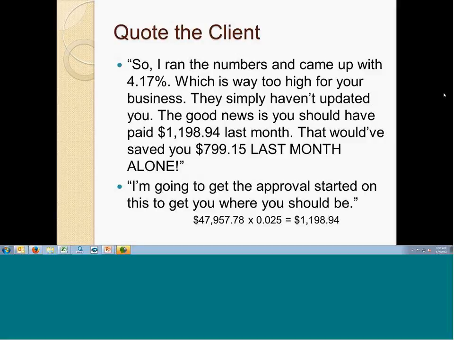How do you figure out the math on the $11.98? My math is right beneath that. 47,957.78 times again 0.025, 2.5%, is 11,894. Okay. Note that last line in there. That is a very strong closing line that gets you the answer that you're looking for, again, not overcomplicating the process, not scaring the client out of commitment. We're not switching you over yet. We're getting the approval started on this.